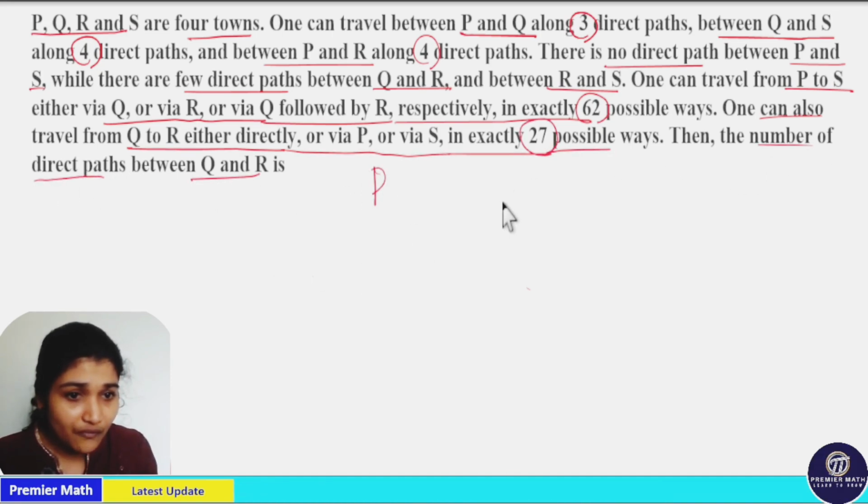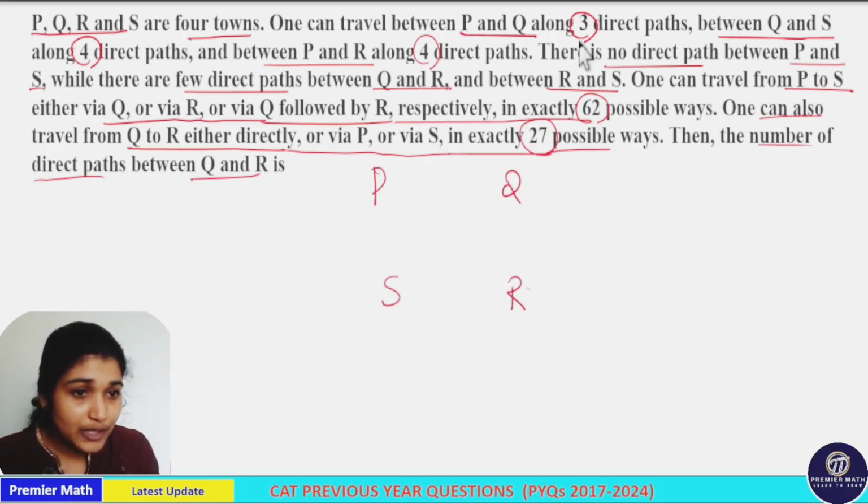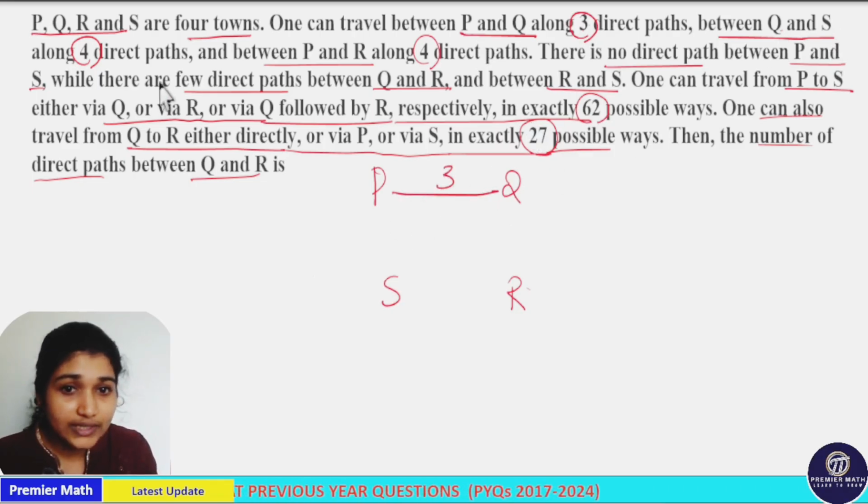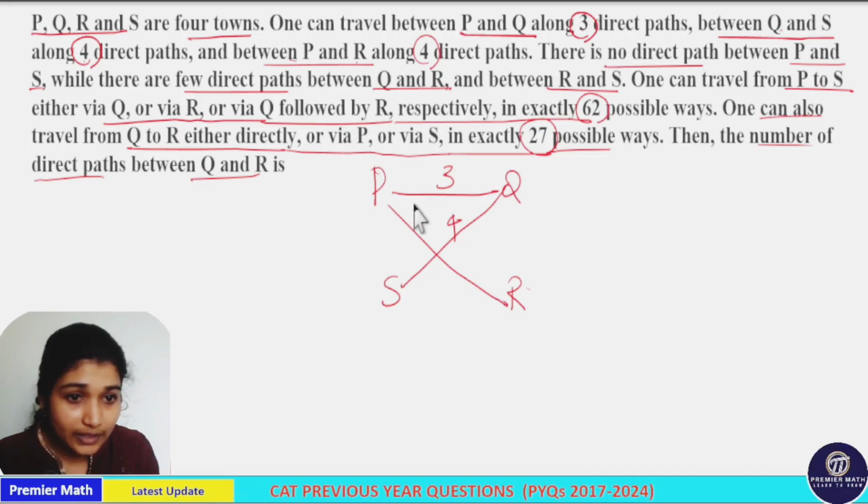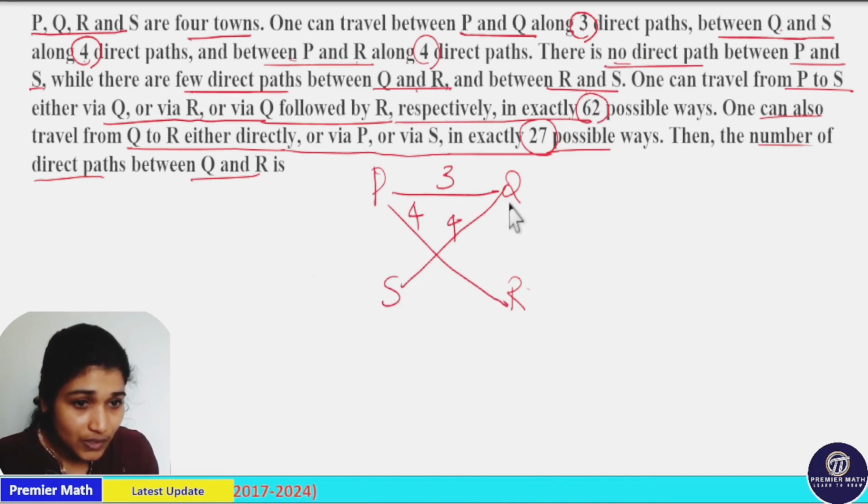Here we have 4 towns P, Q, R, S. Along PQ there are a total of 3 direct paths. Between Q and S, 4 direct paths. Between P and R, 4 direct paths. Now, there is no direct path between P and S, while there are a few direct paths between Q and R and between S and R. So I'll take the few direct paths between Q and R as X and between S and R as Y.